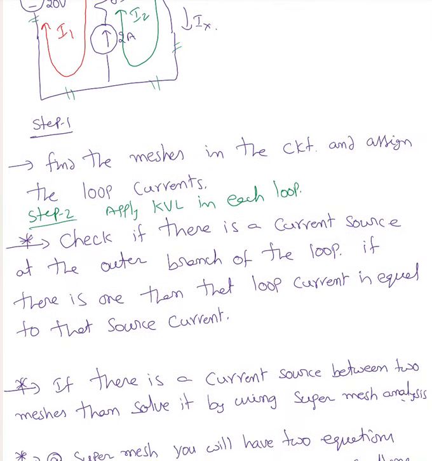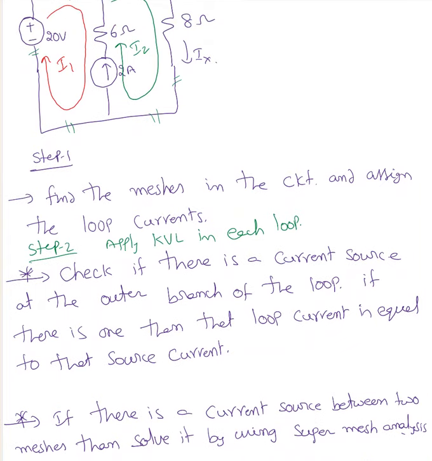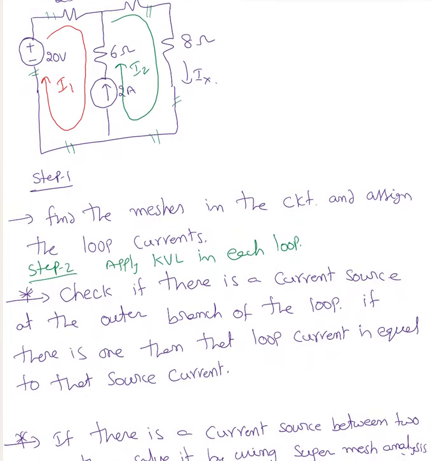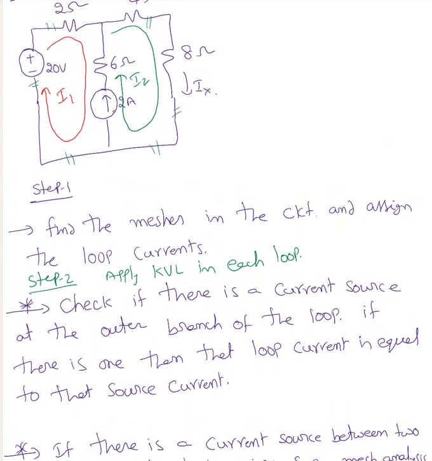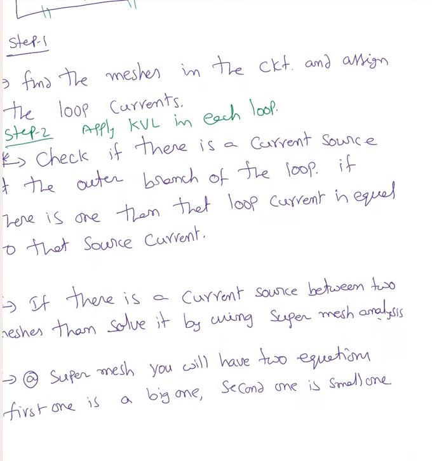Second, check if there is a current source between two meshes; then solve it by using super mesh analysis. Do we have a current source between two meshes? Yes, I have a current source between two meshes, so I have to solve it by using super mesh analysis. In super mesh, make sure you will have two equations when you write the super mesh. There might be more than two equations in the whole problem, but when it comes to the super loop or super mesh equations, you will end up with two equations. One is a very big equation, another one is a small equation.